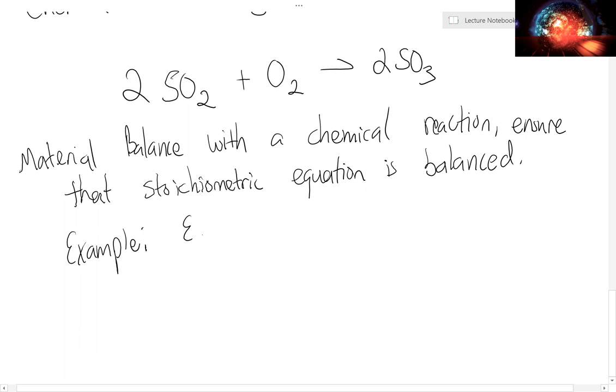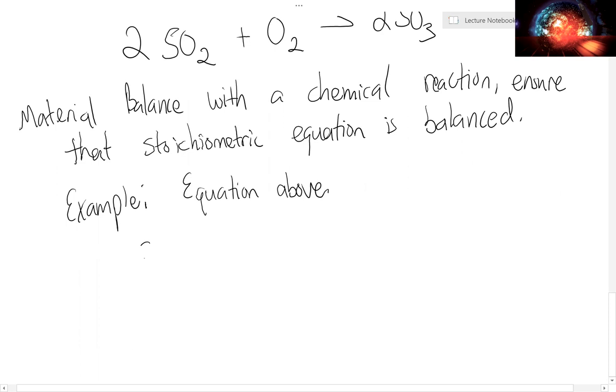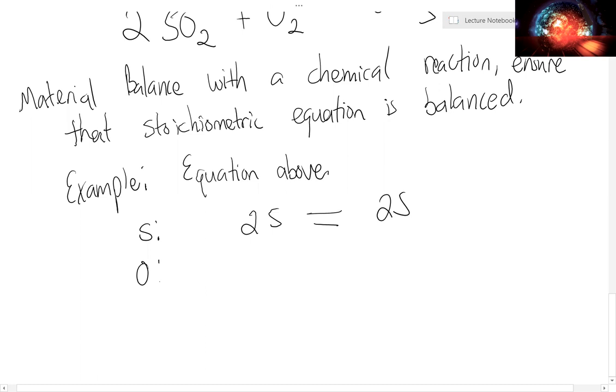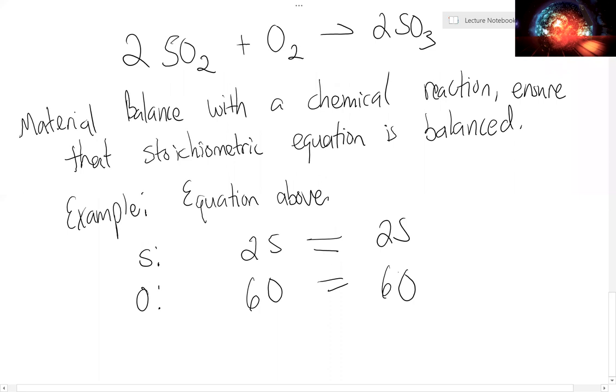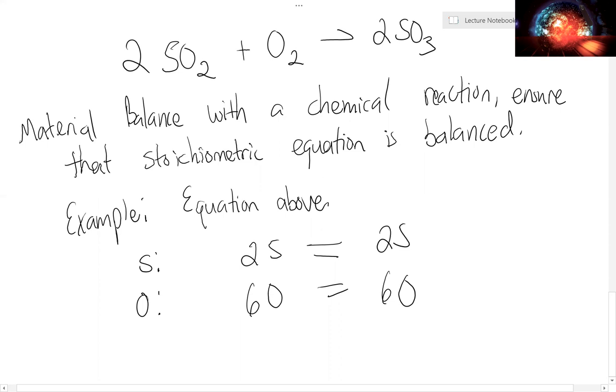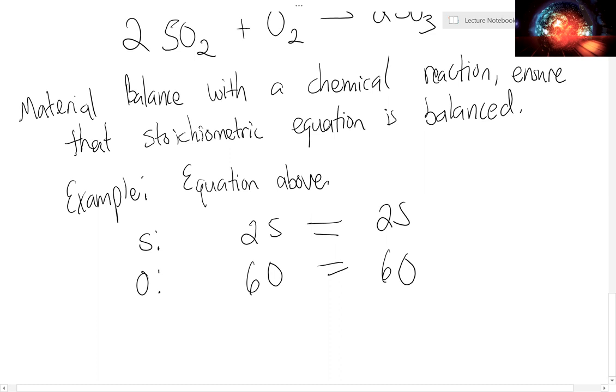For example, for the one above, you can do a balance over sulfur, and you can see 2 S on one side, and there's 2 S on the other. In terms of oxygen, I see 4 oxygens on one side, and 6 oxygens, and there's 6 on the other. So everything's balanced, and you can see that you have this ratio in terms of these reactions involving 2 sulfurs and 6 oxygen atoms.